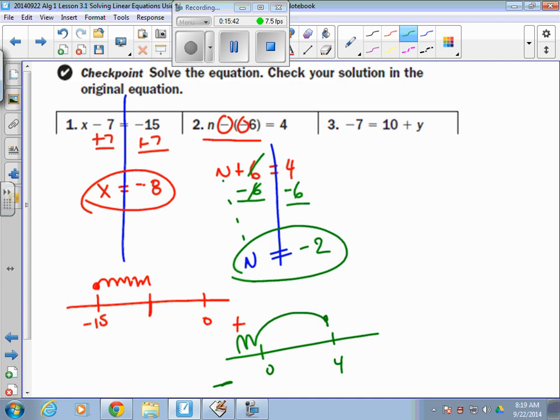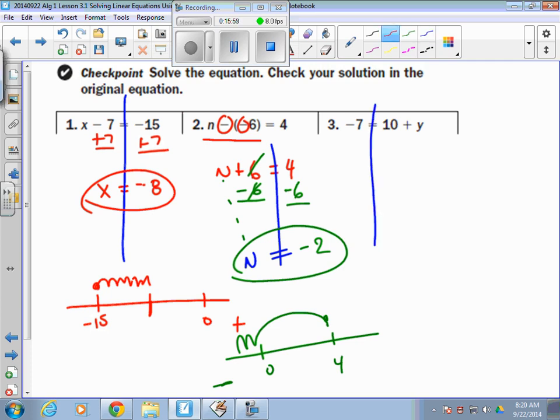Then negative 7 equals 10 plus y. Okay, now this one's written backwards. This one's kind of confusing to people. Remember, the order you add and subtract doesn't matter. The commutative property says you can change the order. However, we're looking at this problem.